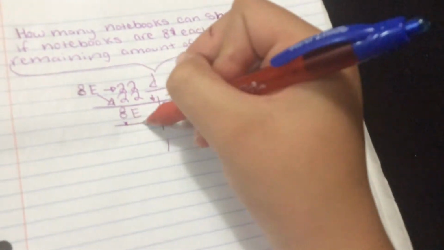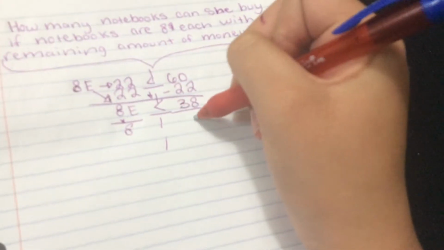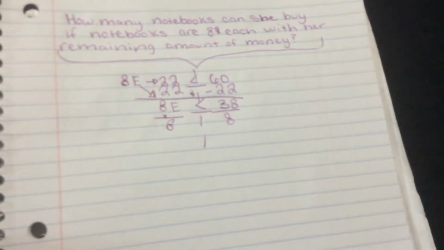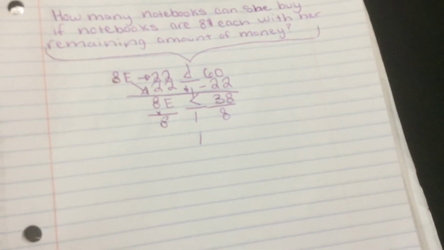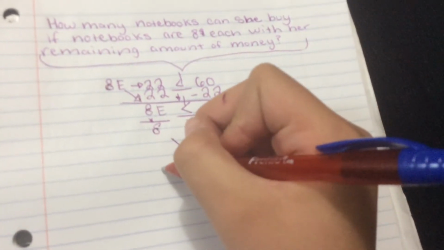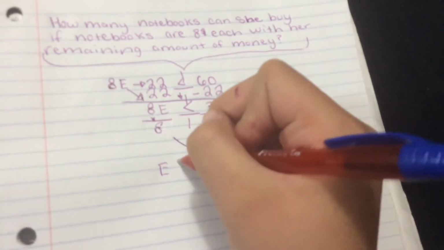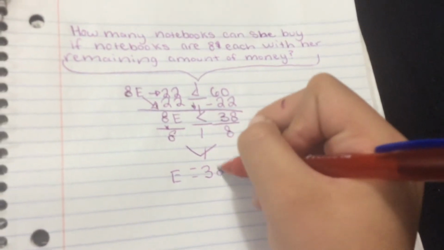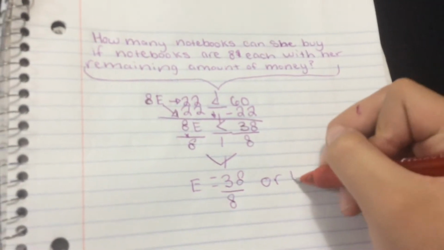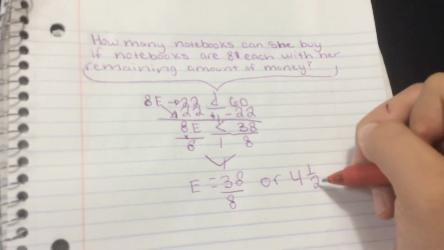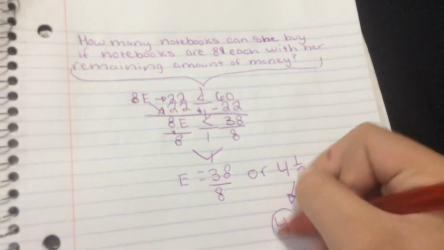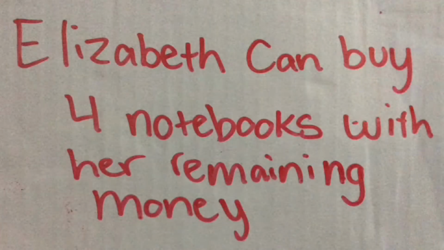And then after this, you're going to divide both sides by 8. And this is because you want to get the amount of E by itself. What you do to one side, you have to do to the other. So after this, it will give you the answer, which is E is equal to 38 over 8, or 4.5. But since you can't buy 4.5 notebooks, we're going to round this down to 4 notebooks. And that's how you solve it.